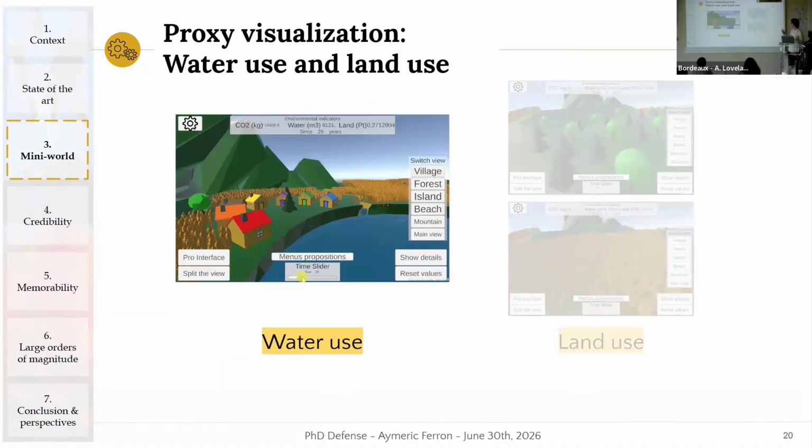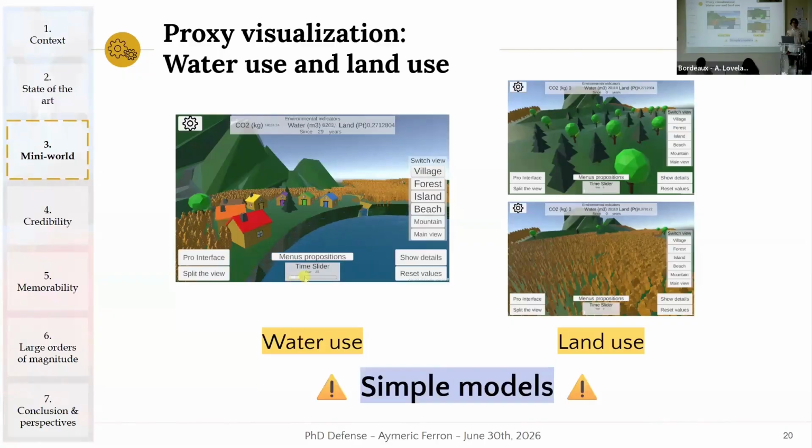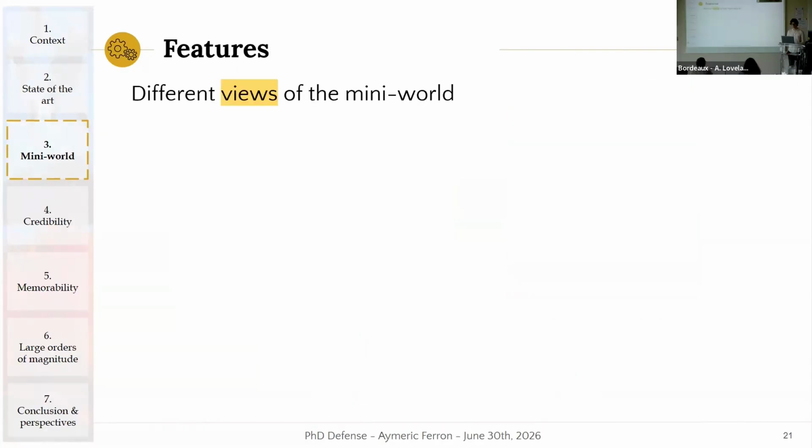I don't have time to unpack in detail, but here is a visualization for water use, where the level of the lake varies. And here we represent land use through deforestation. And here is the same thing. We also use some really simple heuristics representing those climate impacts.